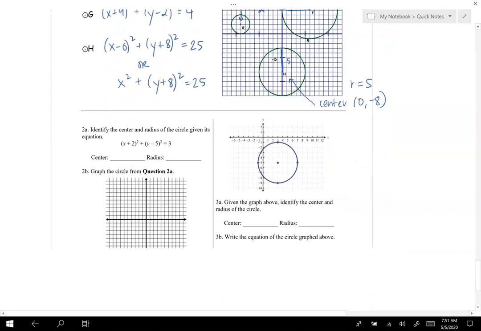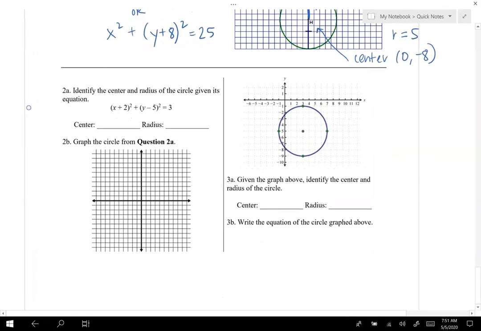I would suggest pausing here. See if you can do these two. All right. And then you can check in with me. Okay, so from the equation, here's my center. I have to take the opposite sign. So (−2, 5).